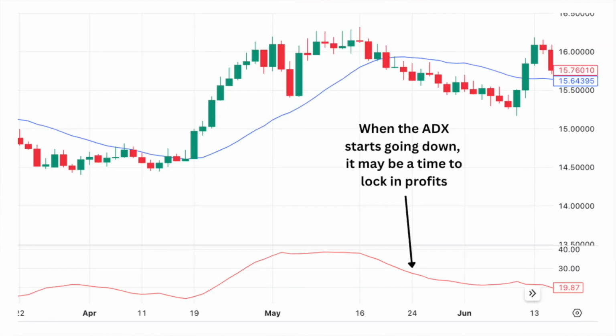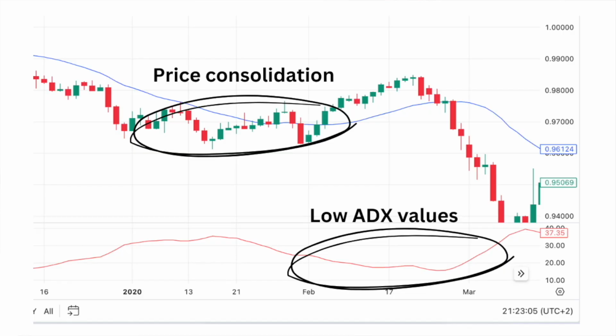Once the ADX starts dropping below 25 again, it could mean that the uptrend or downtrend is starting to weaken and that it might be a good time to lock in profits. Another issue that you might find with the ADX is that because it's a lagging indicator, the signals come after the price has already moved. So as you can see here, the ADX shows consolidation only after the consolidation has happened, which means that you may miss out on some of the price action or profits.